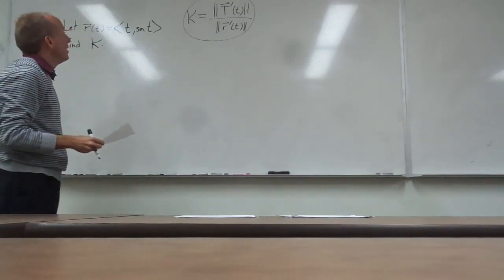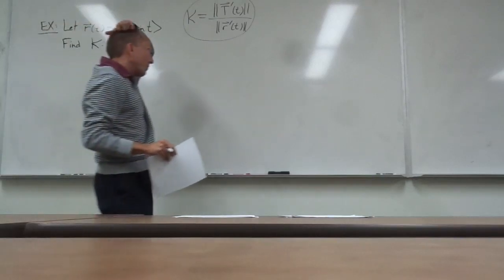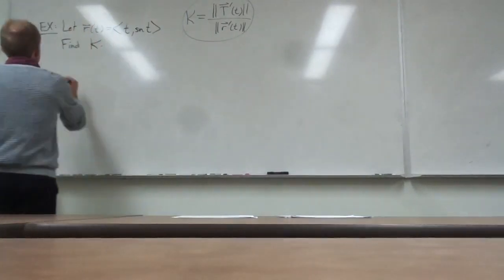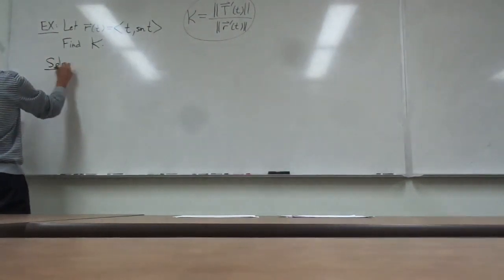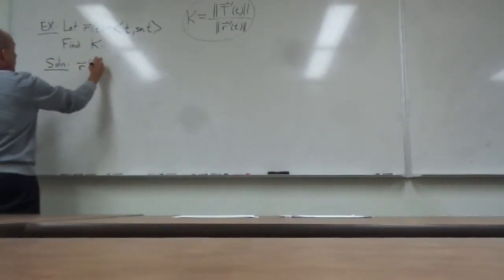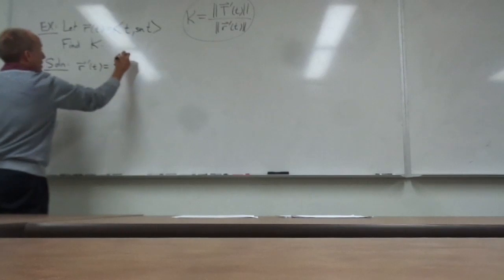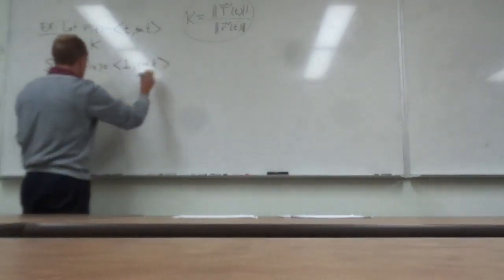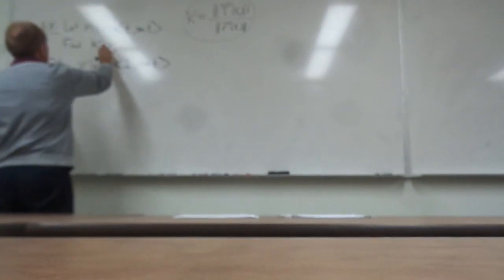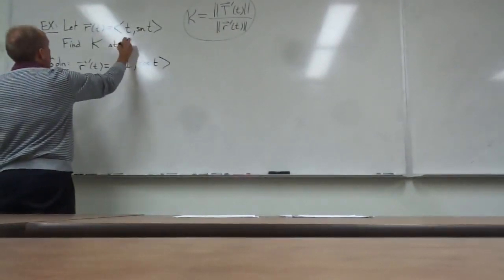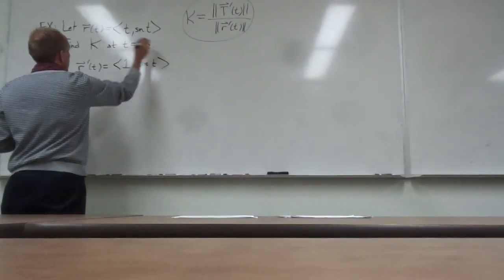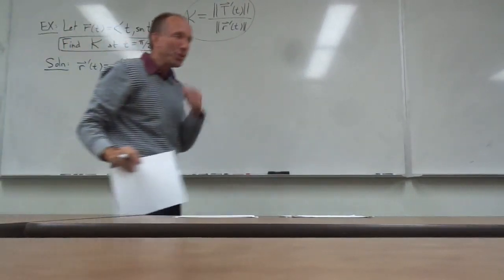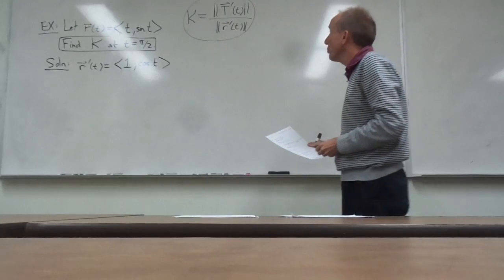It makes sense to take the derivative of the position function here, so I'm going to do that first. I'm going to find r prime of t. Very easy, just slot by slot derivatives: 1 and cosine of t. Oh, I forgot to mention, I have a particular time in mind. So find the curvature at t equals pi over 2. This is the question right here. Find the curvature at time pi over 2.